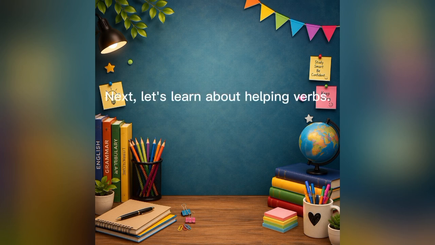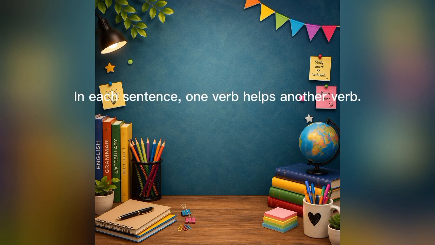Next, let's learn about helping verbs. Helping verbs help the main verb. Examples include is, are, was, were, have, has, had, will, can, should, must. Listen to these sentences. She is singing. They have finished their work. We will travel tomorrow. He can swim. In each sentence, one verb helps another verb.